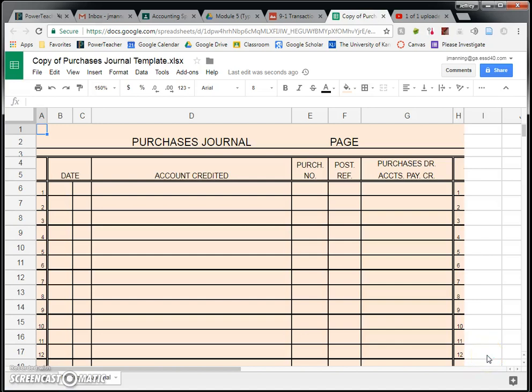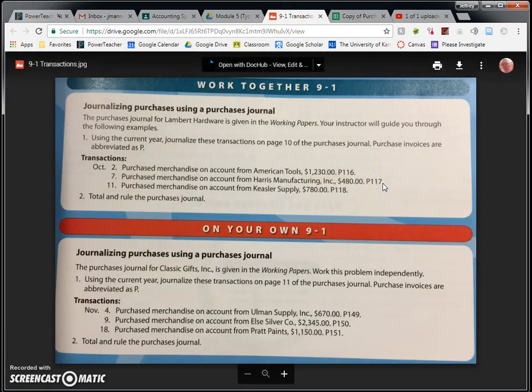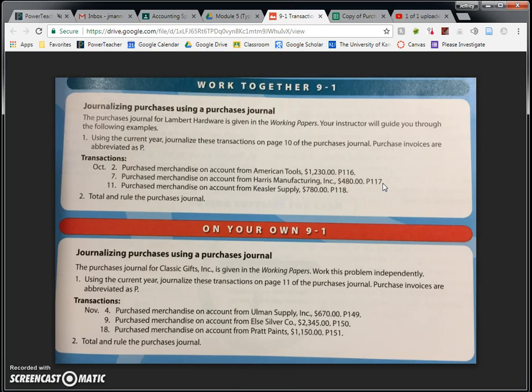This is going to be a video about how to record transactions into a purchases journal. So you need two things. You need this right here, which is a template of the purchases journal for Google Sheets. And you also need this picture, which is some transactions that I took a photo of out of the textbook. So you are going to record these transactions into the purchases journal.